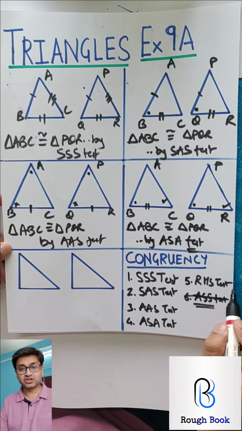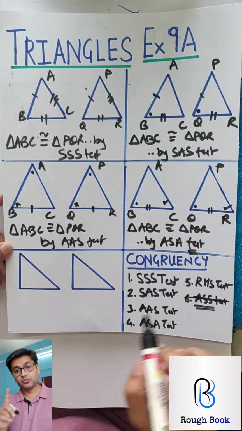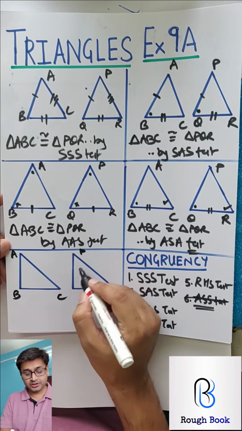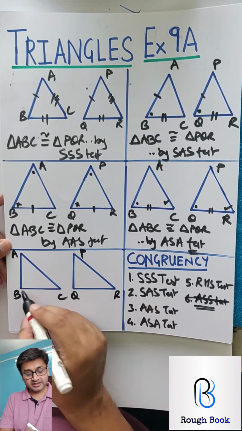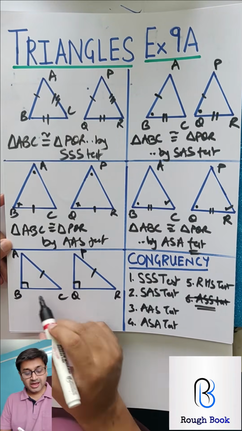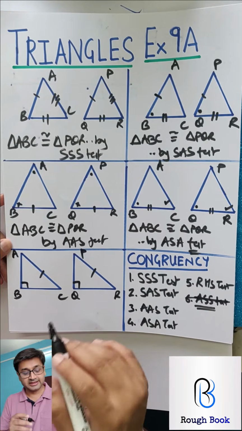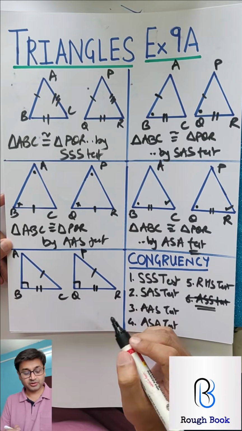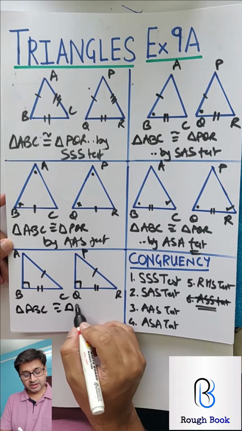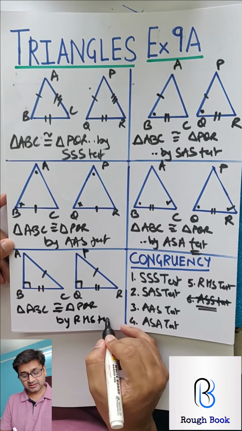And last one, RHS. What is RHS? Right angle, hypotenuse, and any one side. So ABC, PQR. One is a right angle, second is the hypotenuse has to be equal, and third is any one side, whether AB, PQ or BC, QR, anything will do. So let's take these two. Alright. So now I will say triangle ABC congruent to triangle PQR by RHS test.